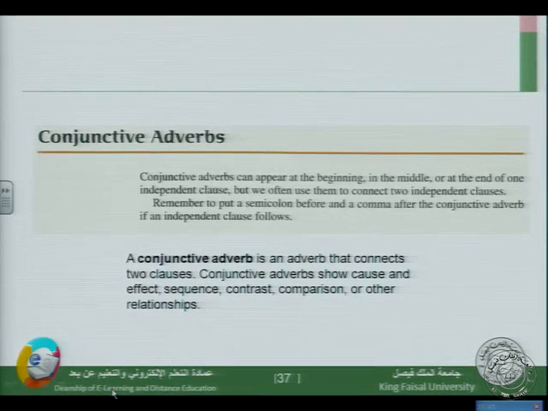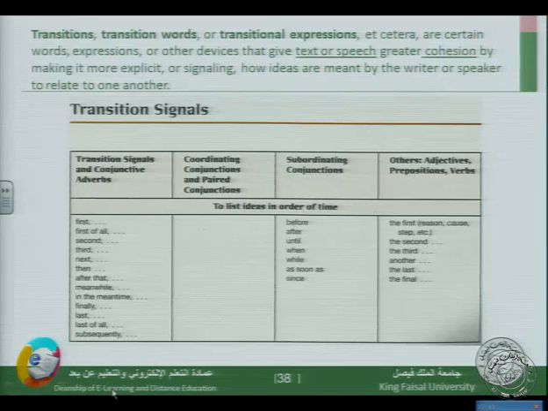Also, we have talked about conjunctive adverbs, and we said that a conjunctive adverb is an adverb that connects two clauses. Conjunctive adverbs show cause and effect, sequence, contrast, comparison, or other relationships. And we said that we often use them to connect two independent clauses.